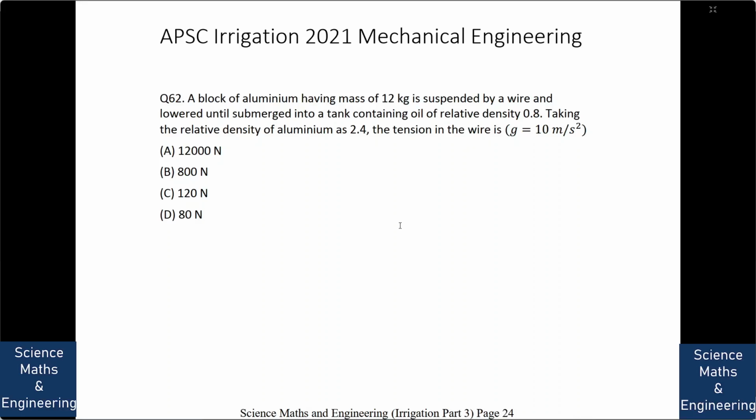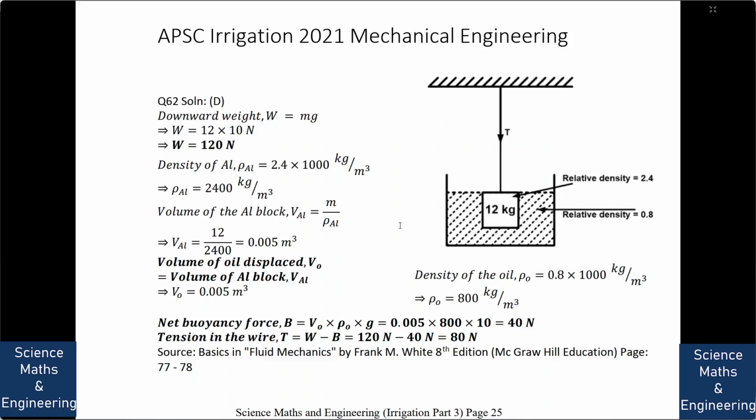So the answer is D. Now if we see, we have a figure here. The body is just immersed under the oil. Now the downward force of this aluminium block is 12 into 10, so it is a total of 120 Newton. Now density of aluminium is how much? 2.4 into 1000, that is 2400 kg per meter cube.